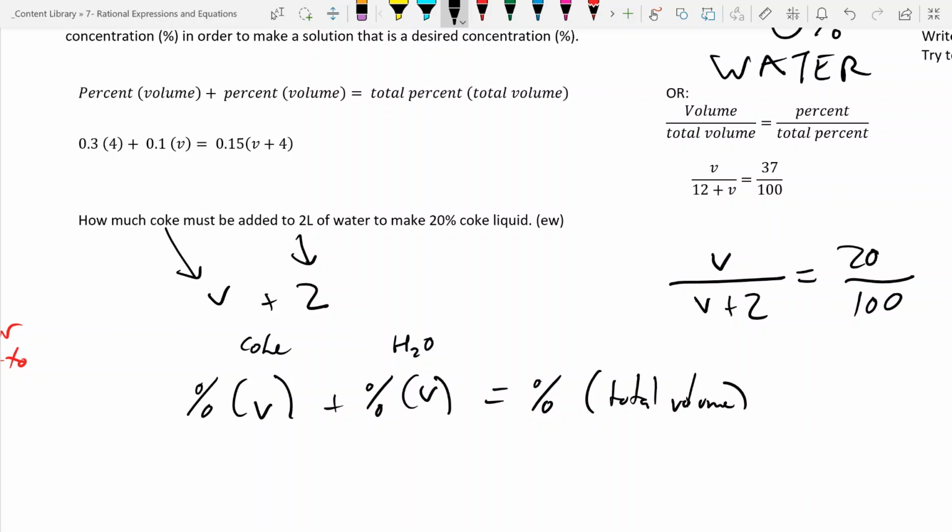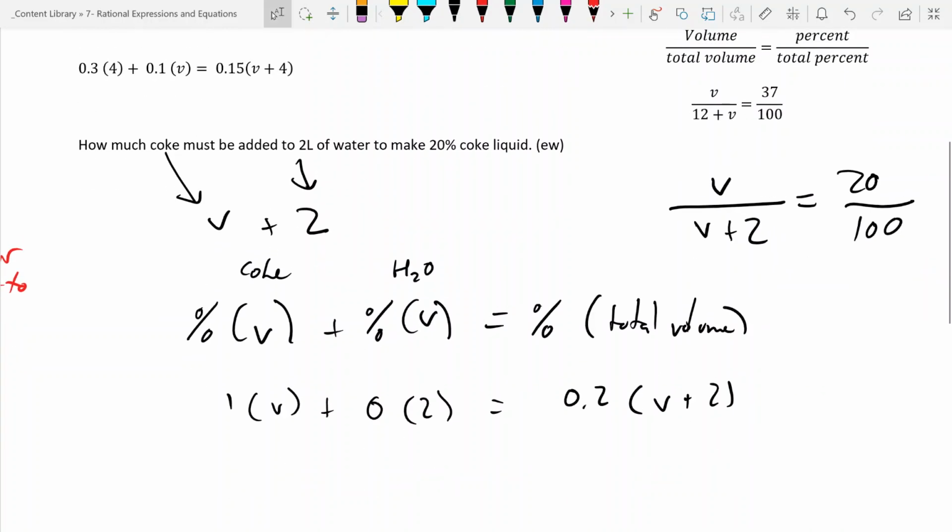So in this case, the percentage of our water was 0%, and we had 2 liters. The percentage of the final product was 20%, which I'm going to put as 0.2, and the total volume was V plus 2 again. The Coke, I don't know what volume it is, but it's 100%, which I'm going to write as 1. Again, I could have written it as like 20 over 100 over here, but then I have to reduce it later. So I just like putting it as 0.2 to make it a little bit simpler. When you do this question, it'll actually work out to the same answer as this.